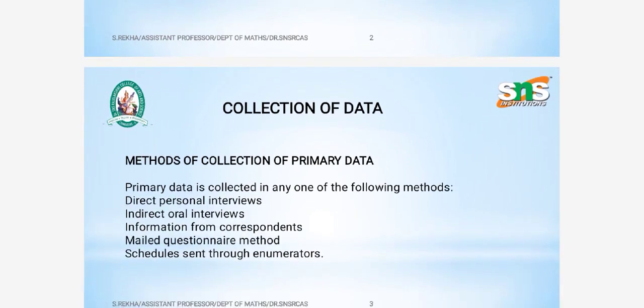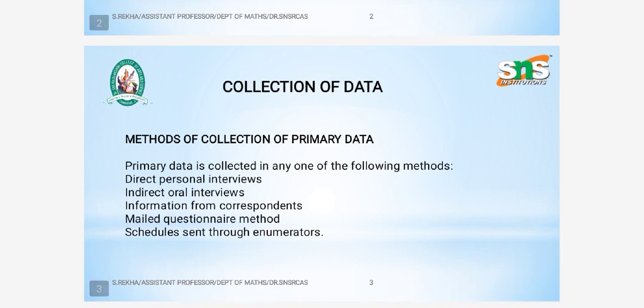Normally in statistics we collect the data in the form of primary data or secondary data. The primary data is collected by the following methods. How will you collect the primary data? We can collect it through direct personal interviews or indirect oral interviews, or by information from correspondents, the mail questionnaire method, or schedules sent to enumerators. If you collect the data directly from the customers, or from the students or your neighborhood, we can say it is primary data.